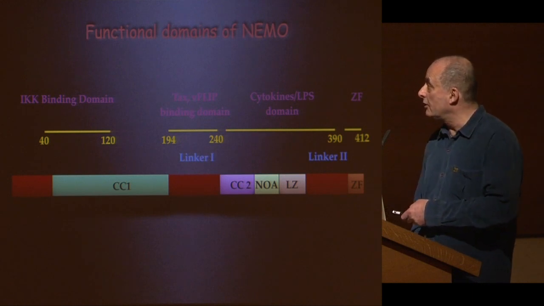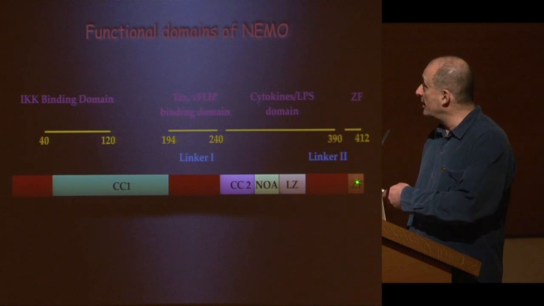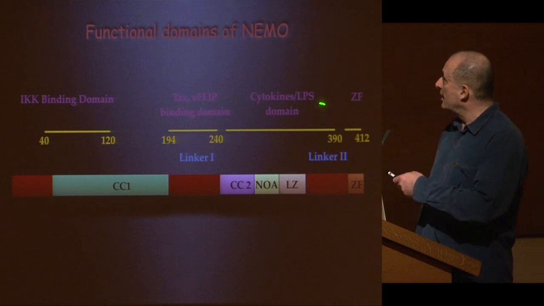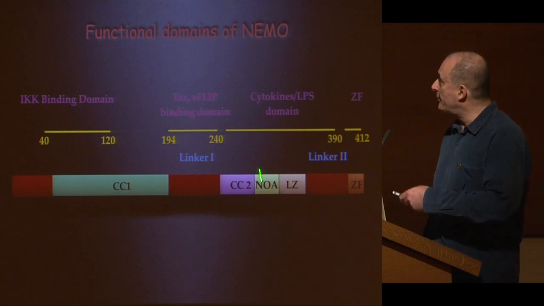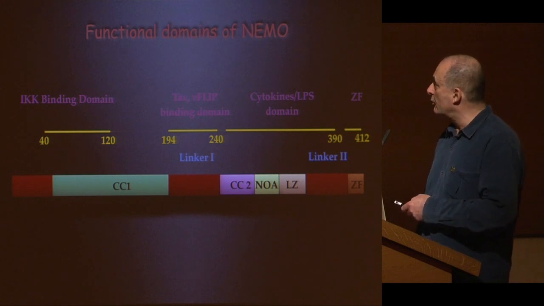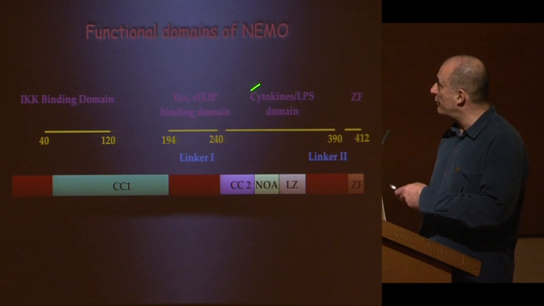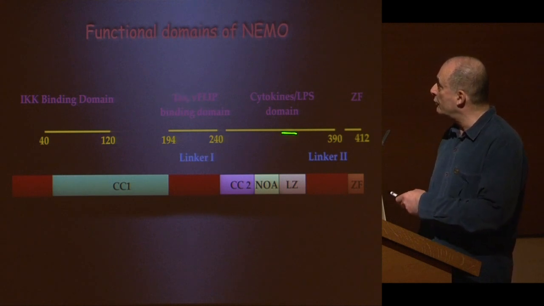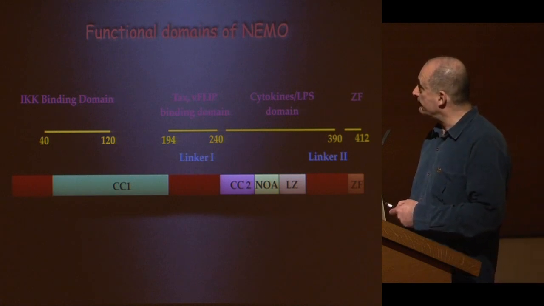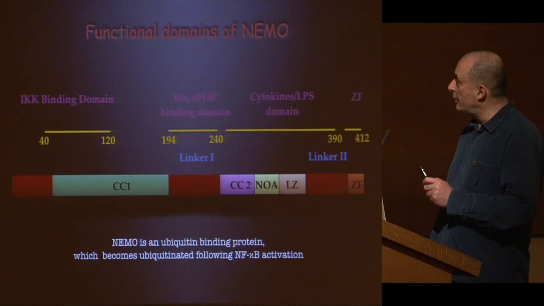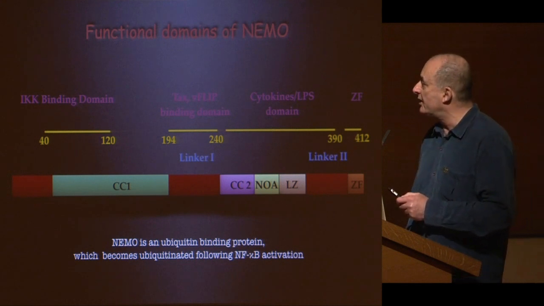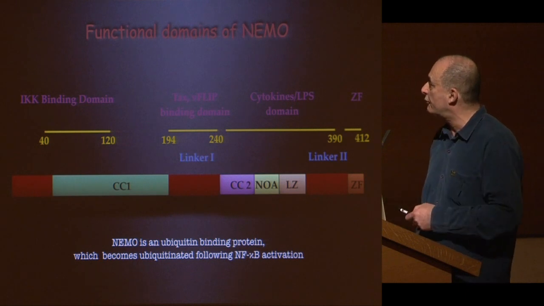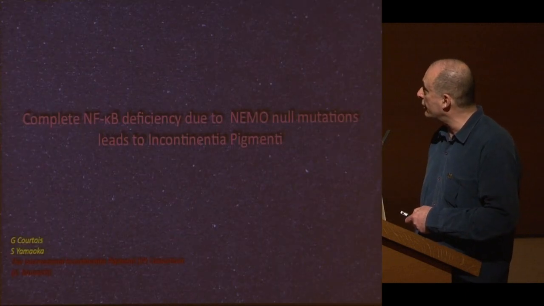Essentially, this is a very long dimeric coil with a C-terminal zinc finger. The N-terminal part is involved in the interaction with the two kinase subunits, and the C-terminal is a complex multipartite ubiquitin binding domain that I'll describe also later in my talk, which is absolutely necessary for the response of NF-kappaB to most signals. With a few exceptions, viral proteins such as TAX or vFLIP do not seem to use that C-terminal ubiquitin binding domain. So two things: NEMO is an ubiquitin binding protein, and it also becomes ubiquitinated following NF-kappaB activation. I'll get back to those two concomitant events later in the talk.